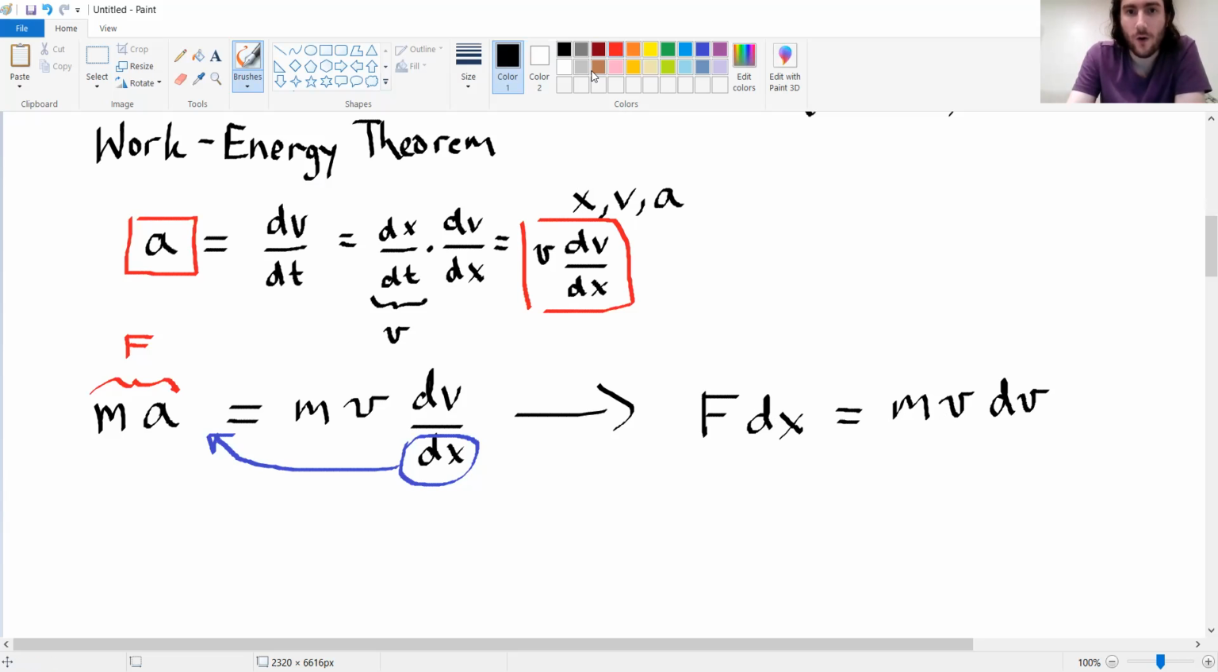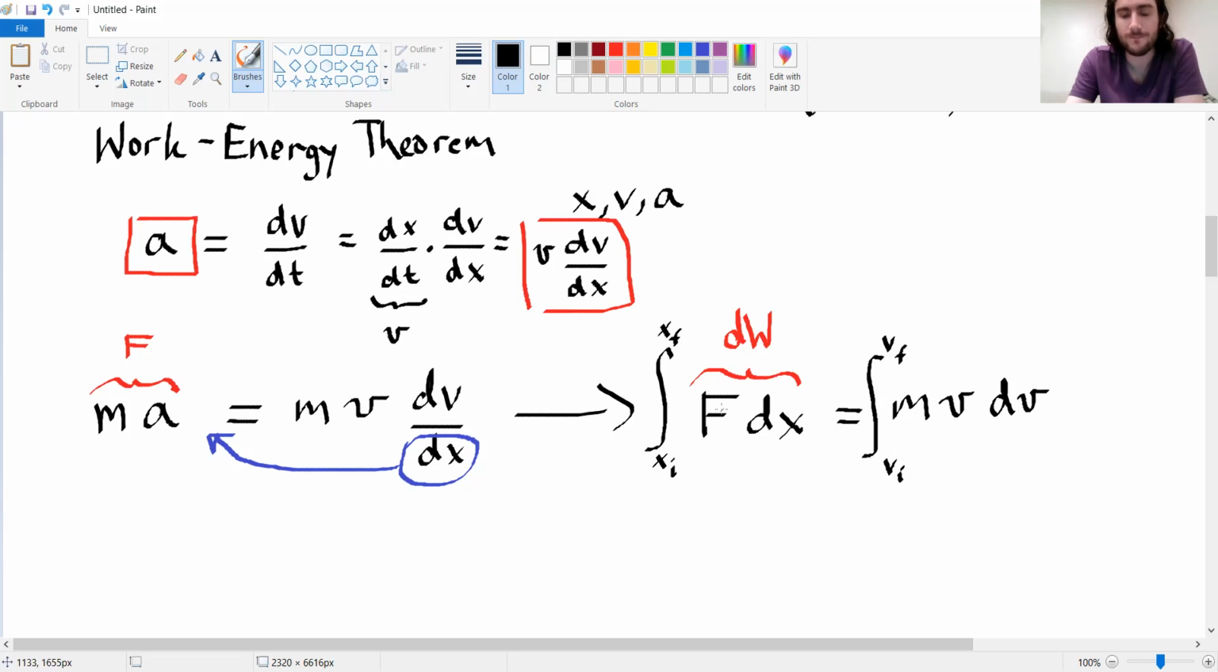And the left side I had already mentioned for you guys. This right here is a small bit of work, a force acting on an object, and there's a small displacement, dx, and so that would be a small bit of work. And so the natural thing to do here would then be to integrate both sides, like so. And we would do so from some initial velocity to some final velocity. And over here, we would integrate from some initial x position to some final x position.